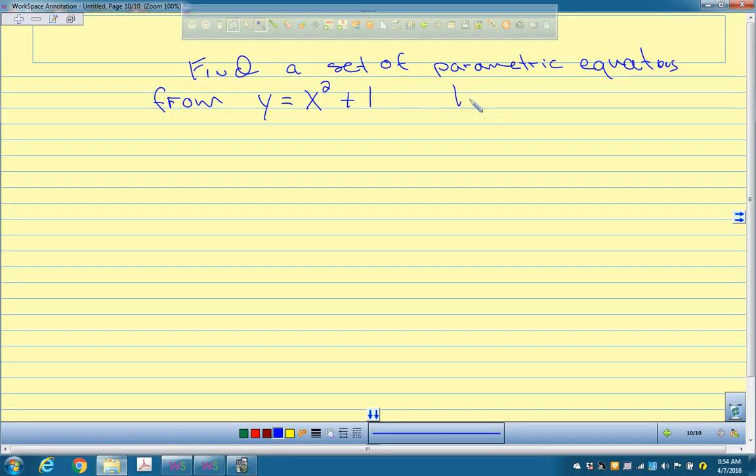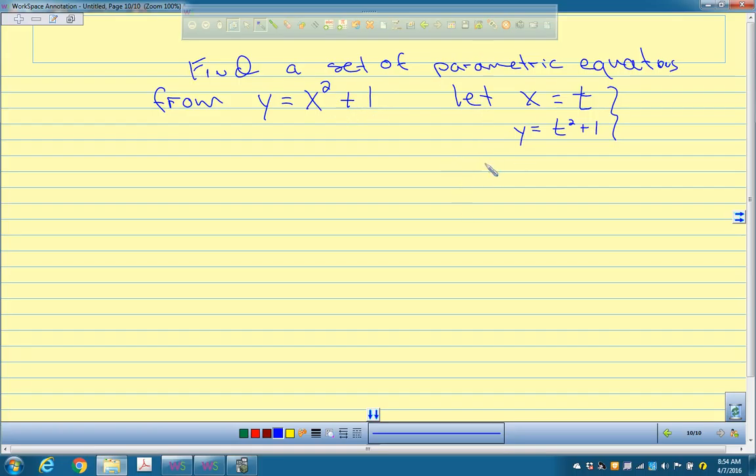I could let x be equal to t. If x is equal to t, then what's y equal to? t squared plus 1. Okay? That's one set of parametric equations that would generate this parabola. There's thousands of them.